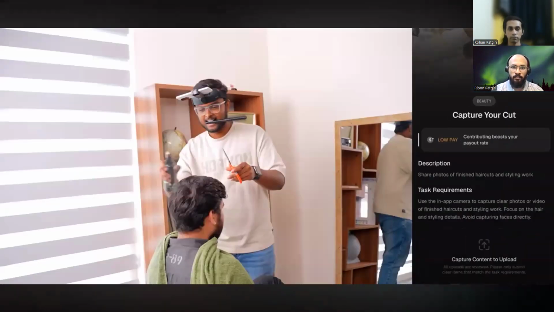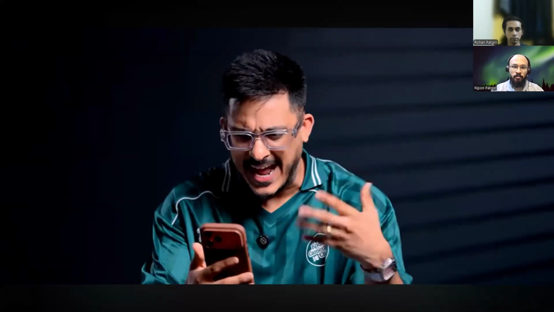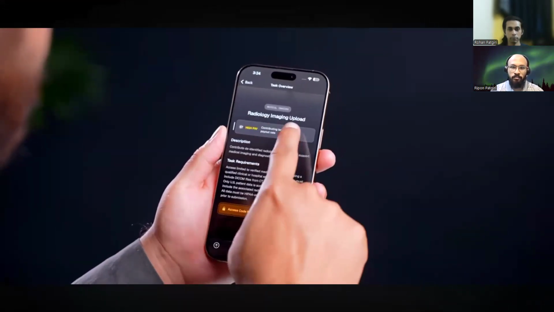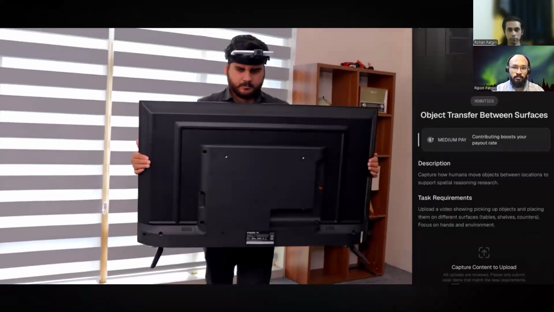And some of the things are so strange that you haven't even thought about recording them, like taking out the trash, capturing your haircut, documenting your routine, and even your dashcam footage. I mean, who thought that recording these will get you paid? By the way, there are also some medium and high paying jobs like uploading your radiology reports, medical forms, walking on the street, or even shifting some stuff from one place to another.